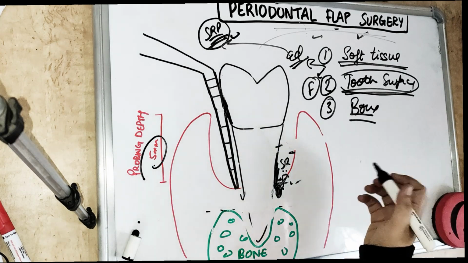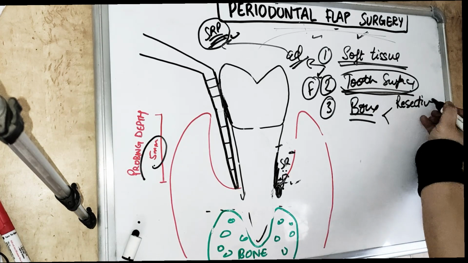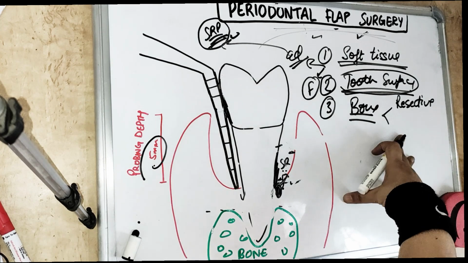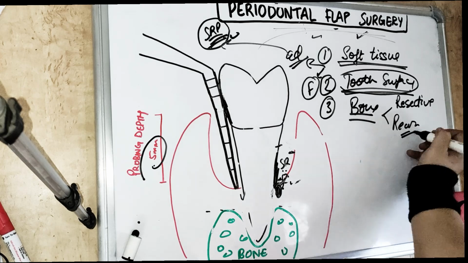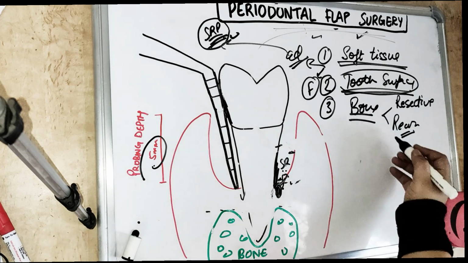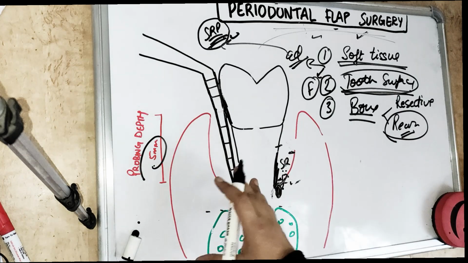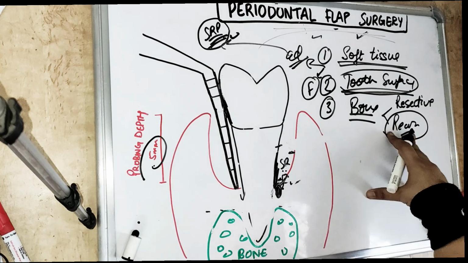You need to do this if you are going for any resective surgery or regenerative surgery. Resective surgery is where you are cutting off the bone. That we will do for class 3 or class 4 surgeries. Or if you are going for a reconstruction surgery, then you need to preserve the papilla. So that would be a papilla preservation flap, or the circular flap, or you are going for a modified Widman flap.